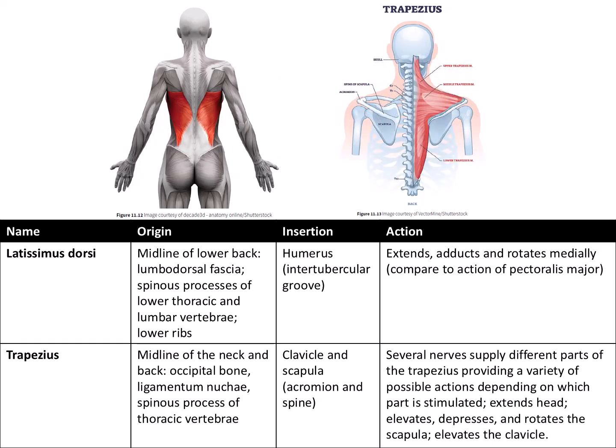The latissimus dorsi is usually well developed in swimmers because they must extend their arm against the resistance of the water, and so this causes the muscle to increase in size.